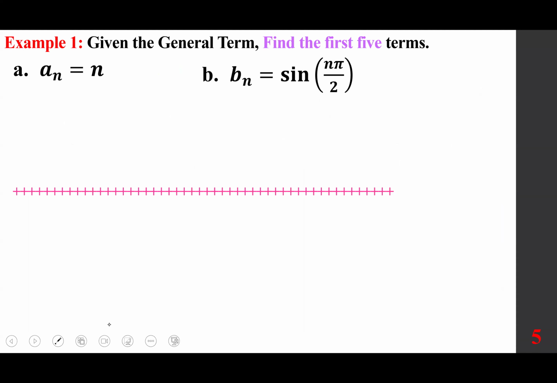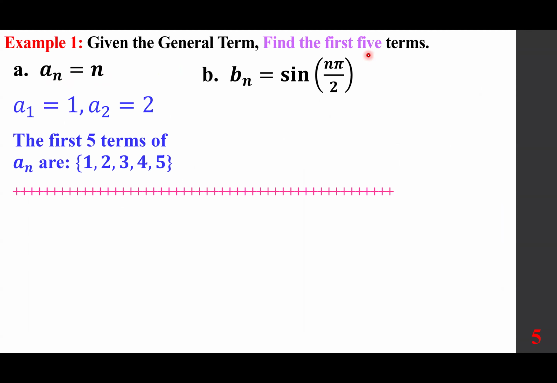Let's look at a couple of examples. First, the easiest one, a sub n equals n. So replace the n with 1, you get a1 equals 1. Replace the n with 2, you get a2 is 2. And the rest of them, and we want 5 of them. So simply 1, 2, 3, 4, 5.